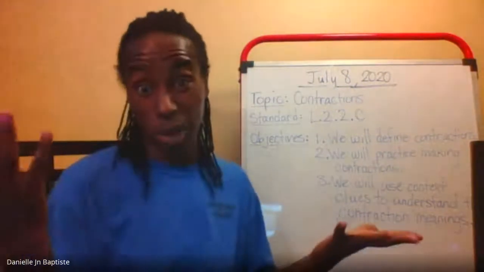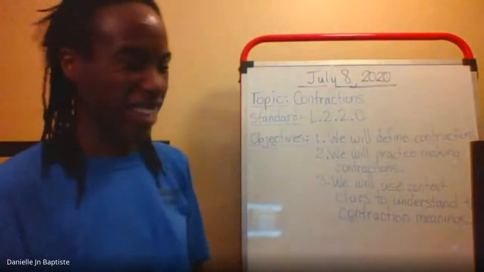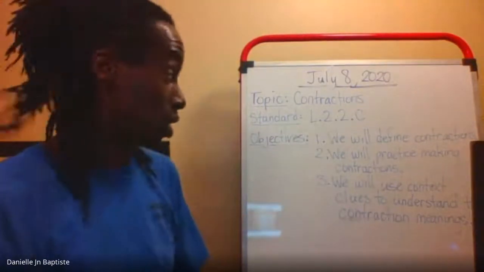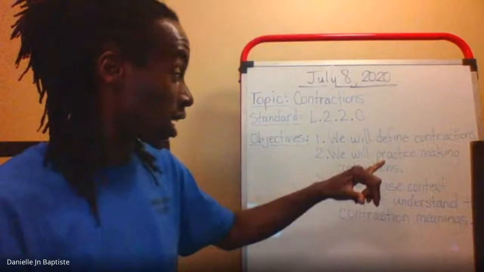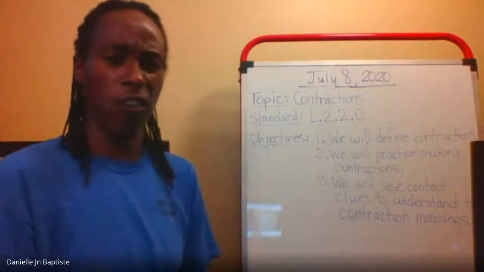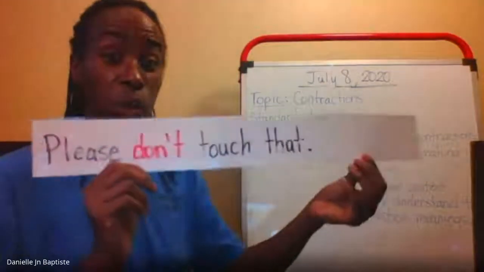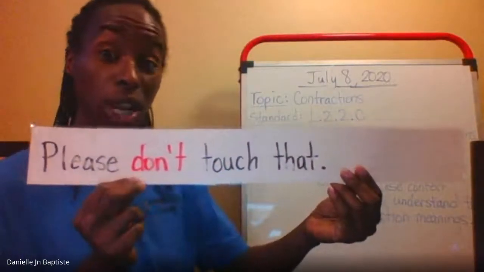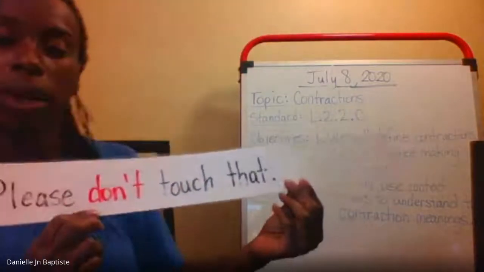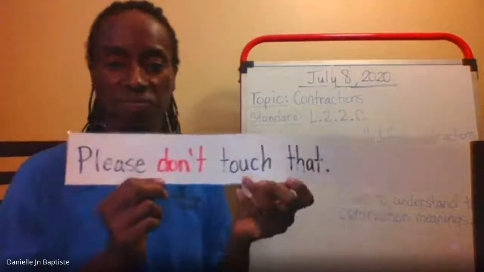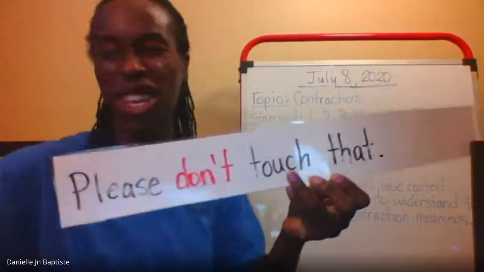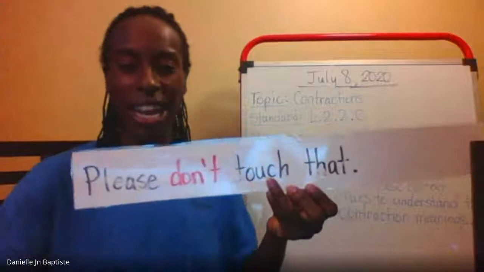Remember I said I like spending time with you? Let's do this. Now, let's take a look. We will use context clues to understand meanings. Fancy talk for we're going to use sentences to figure out what the contractions mean. So I was going to put them on the board back over there, but nah, I'll hold them. I like holding them. It's closer to you. You can see better. All right, so let's take a look.